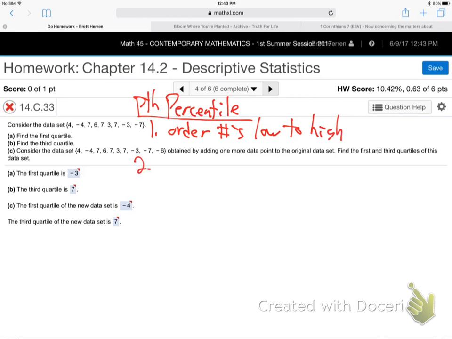Step 2, multiply p over 100 times n, and call that L, which stands for locator.